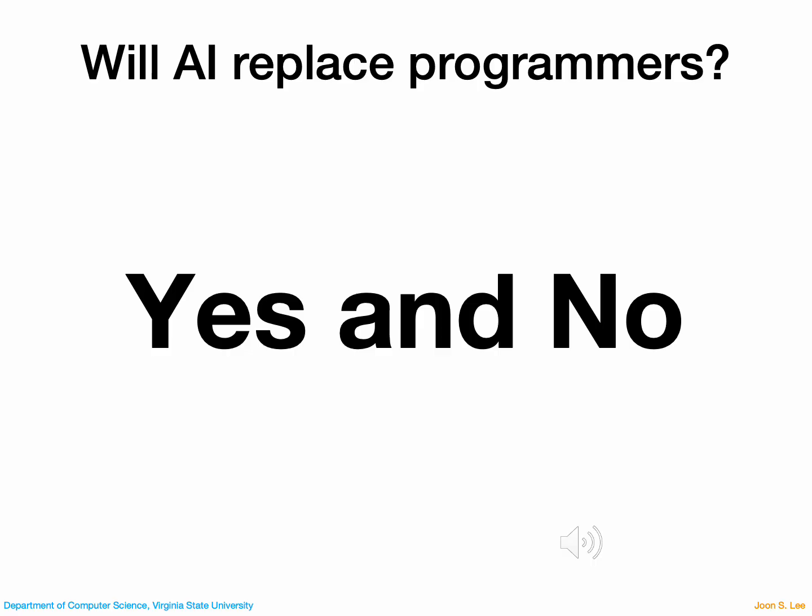Instead of replacing programmers, AI is becoming a powerful assistant. It speeds up coding, helps with debugging, and lets programmers focus on higher-level problem solving. In the future, those who know how to use AI effectively will be more valuable, not less. So the message is, AI won't replace programmers, but programmers who use AI may replace those who don't.